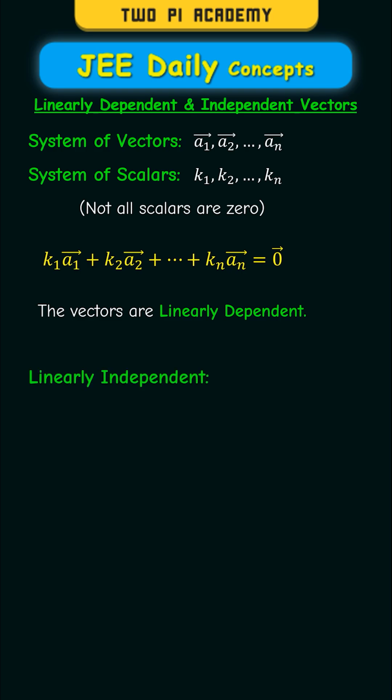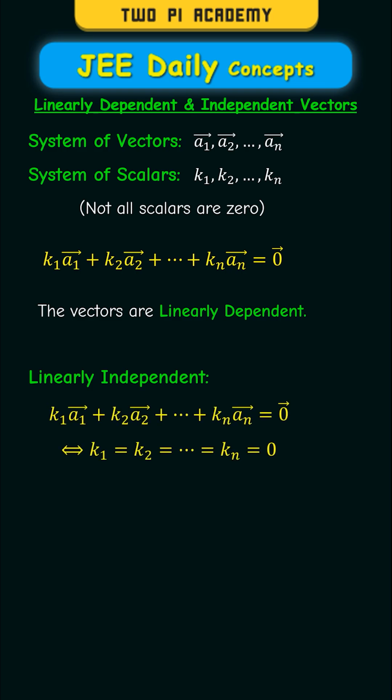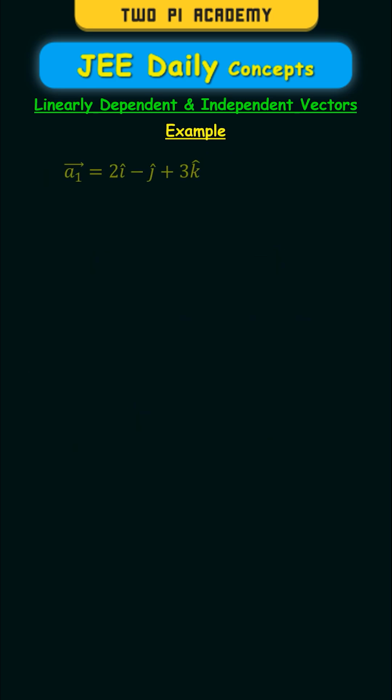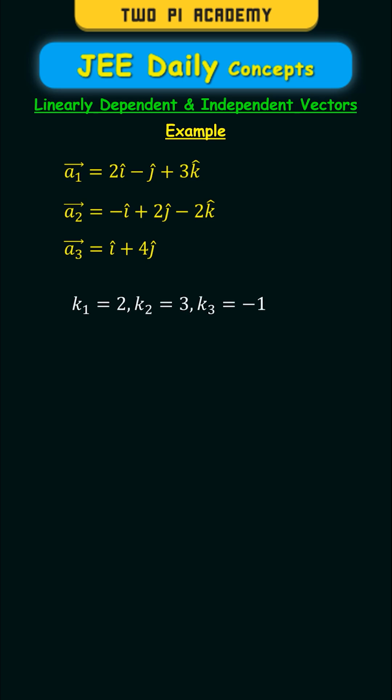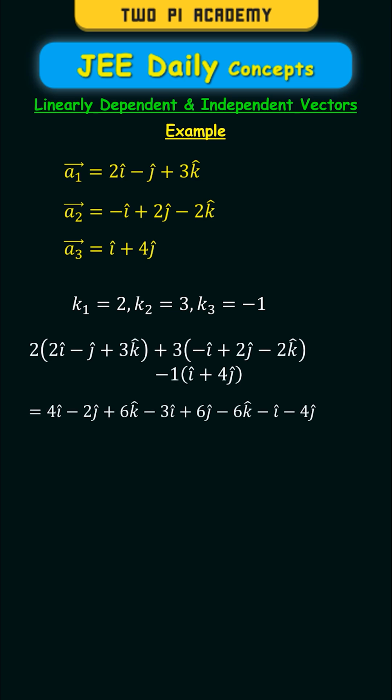That is, the following expression is true only when k1, k2, and so on until kn are all equal to 0. So for example, consider the following three vectors, vector a1, vector a2, and vector a3. Then in that case, you can consider some scalars, k1 is equal to 2, k2 is equal to 3, and k3 is equal to minus 1, such that by substituting them in our required expression, we will get a 0 vector as the result. So therefore, these vectors are said to be linearly dependent to each other.